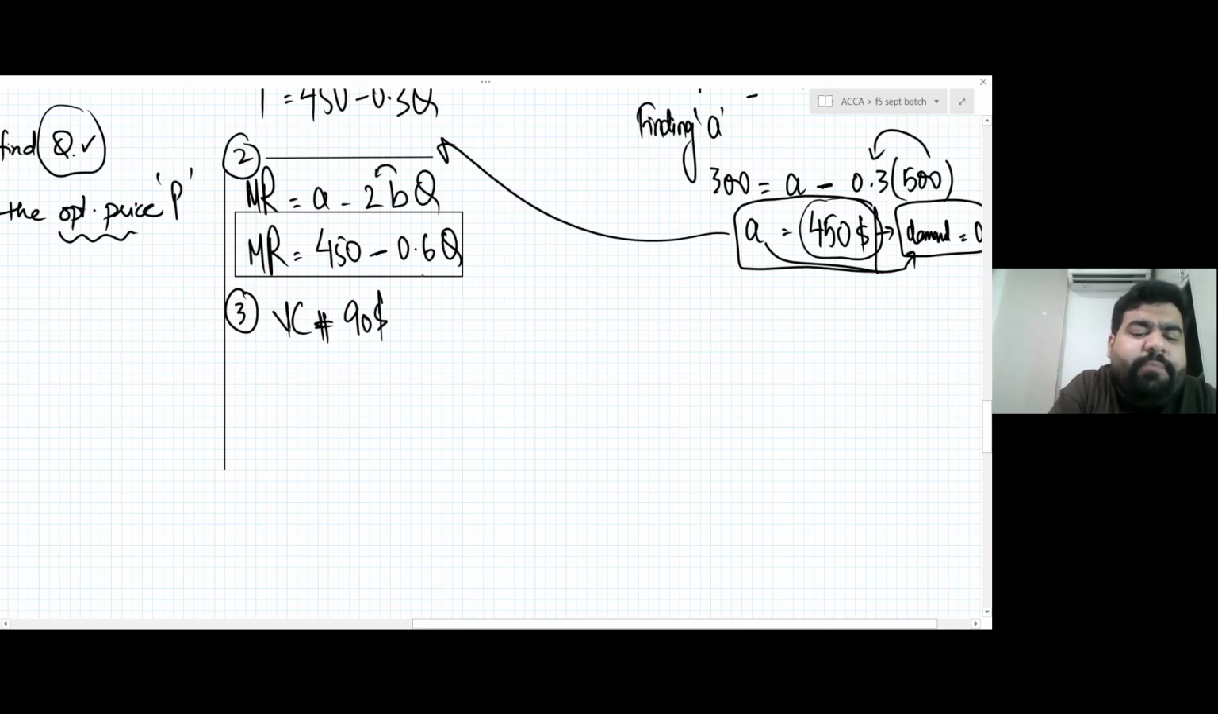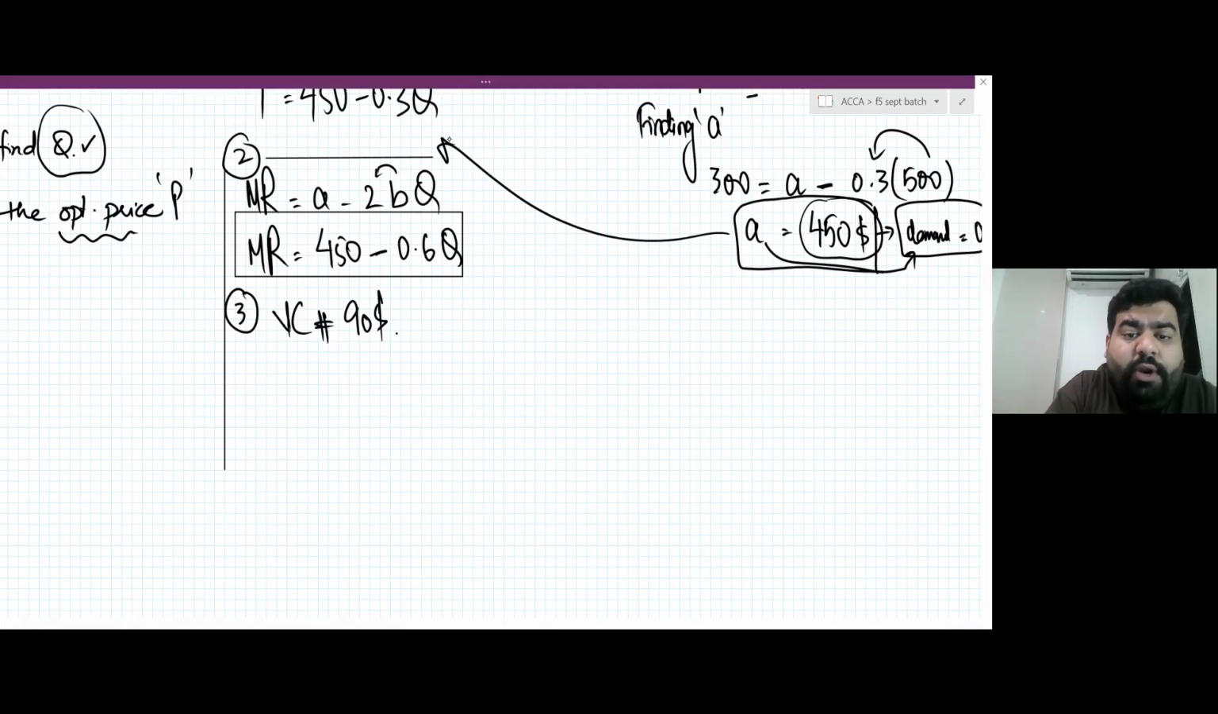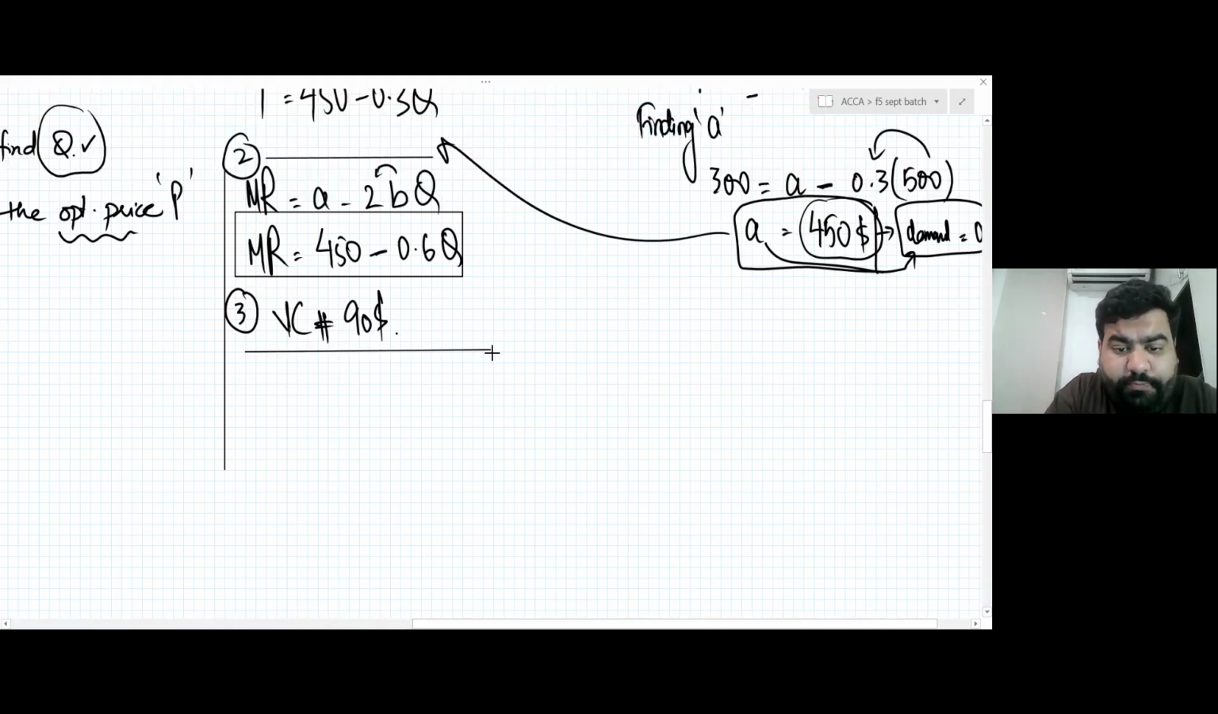They have given you directly. The examiner's mood is very good, so he can give you values directly. But in case he's not giving that, still no issue. Variable cost is simple. Take it from the data and add them. It's the marginal cost or variable cost. Here step 2 and step 3 are also done.